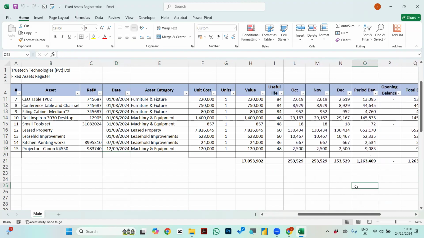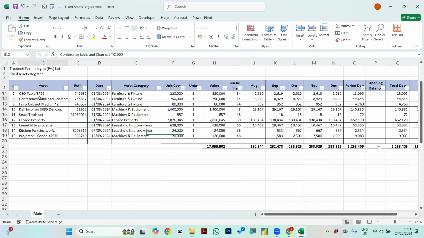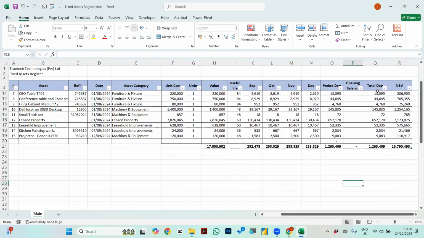This is how it's done. You see here, we have a fixed asset. And in the fixed asset, we have the asset name, reference number, the date we purchased the fixed asset, the category of the fixed asset, what is the unit cost, and what is the total value, and how many months we can use this fixed asset. After that, from the first month, August, that's when we started the business. September, October, November, December, January. What's going to be the depreciation? So total, how much is the total depreciation? All are there.